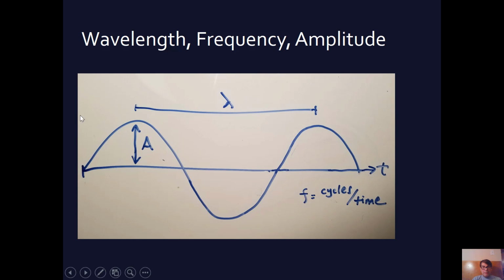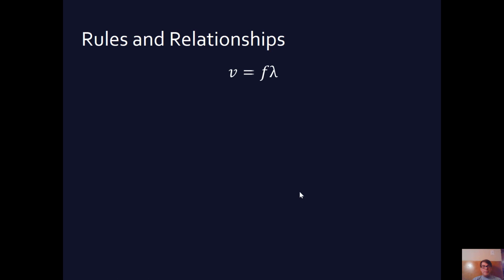So again, let's say this is a wave, whatever kind of wave. The wavelength is the distance between crest and crest, or between trough and trough, or from any point to the equivalent point. That is one wavelength, and that's lambda, the Greek letter L, which stands for wavelength. A is the amplitude. This, of course, would be the negative amplitude. And then the frequency is the number of cycles per second, or it could be cycles per something else as well.